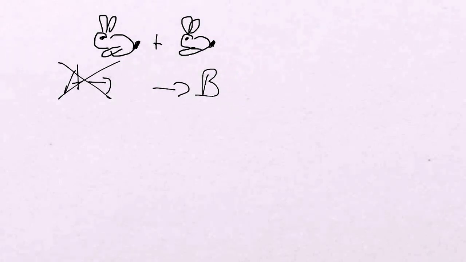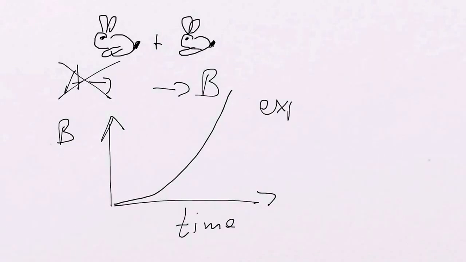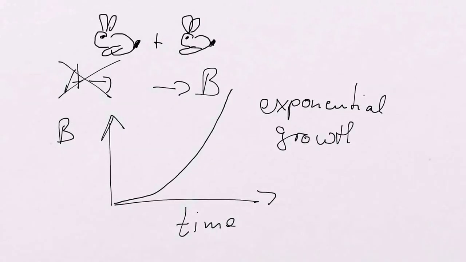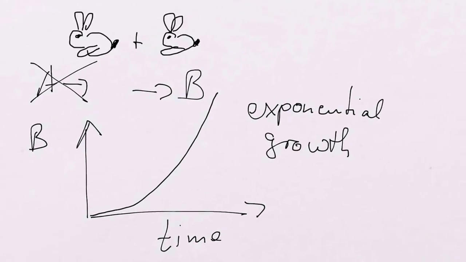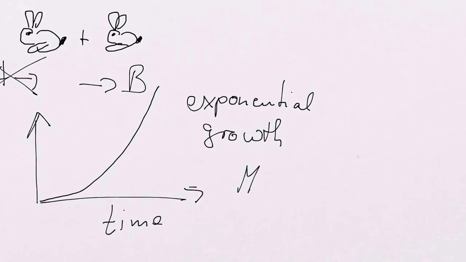Anyway, the rabbits produce more rabbits. So how would that look in our curve? It would be an exponential growth curve. It would be something like that. So this is an exponential growth. And this was formulated and discovered by a Dutch scientist called Malthus. It's the Malthus exponential growth curve.